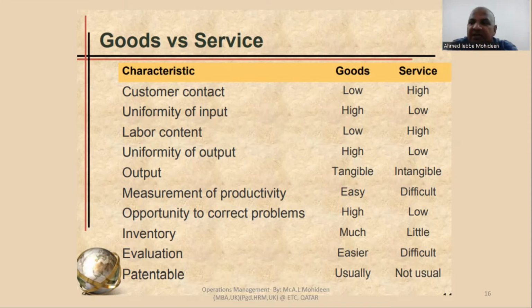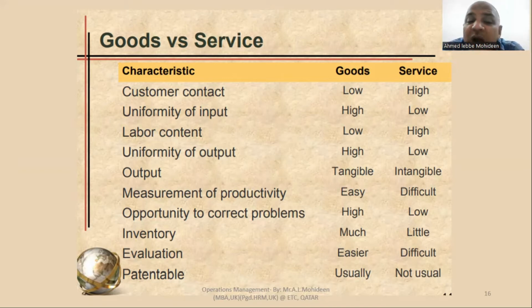And the labor content: where will more labor be needed, in goods or services? The services, because we are dealing with people. There will be more people, so we have to handle more. If more people are coming, then we have to put more people to handle them. But in goods, you can put some robots also.